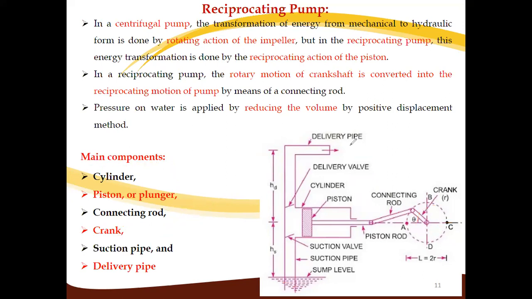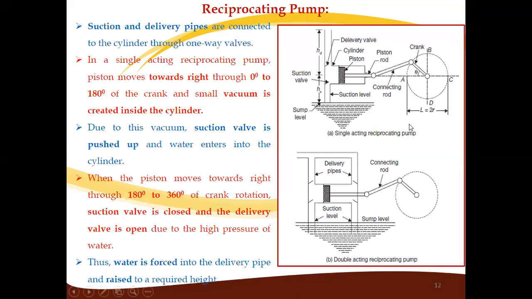Now we will see the working behind this. The suction pipe and delivery pipe are connected to the cylinder using one-way valves, called non-returning valves. There are two types of reciprocating pumps: one is the single acting reciprocating pump, and the other is the double acting reciprocating pump. Here is a single acting reciprocating pump, and here is a double acting reciprocating pump.